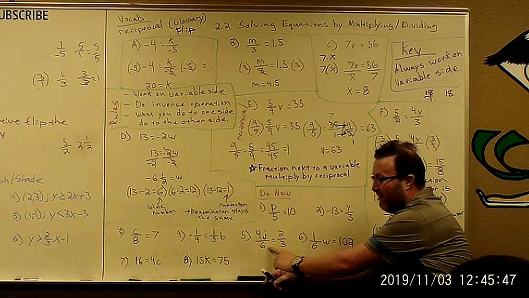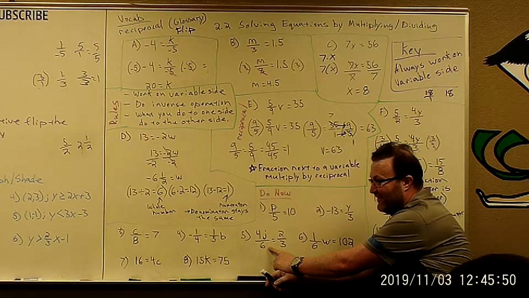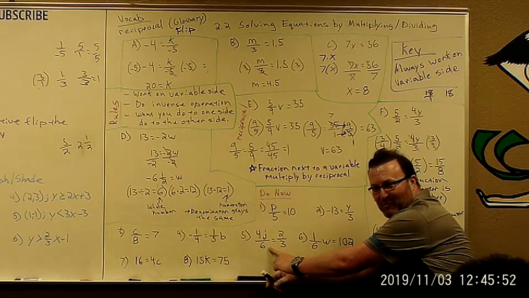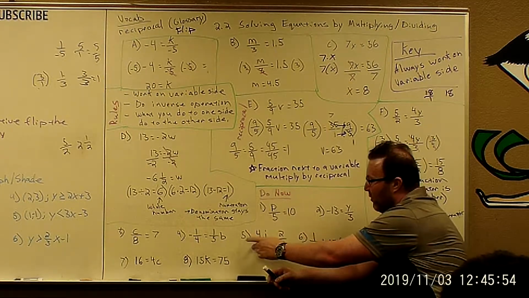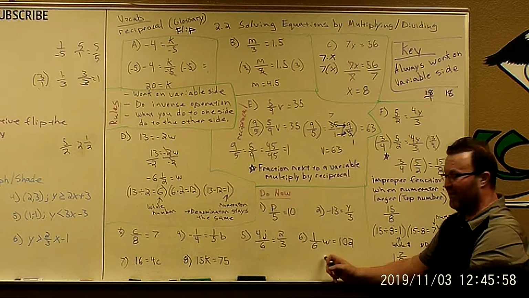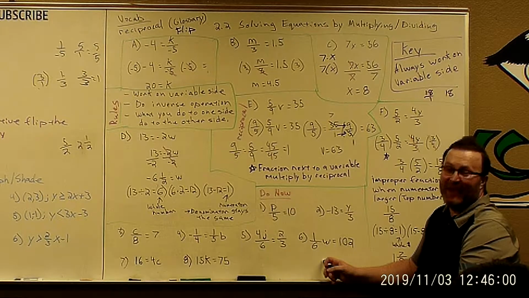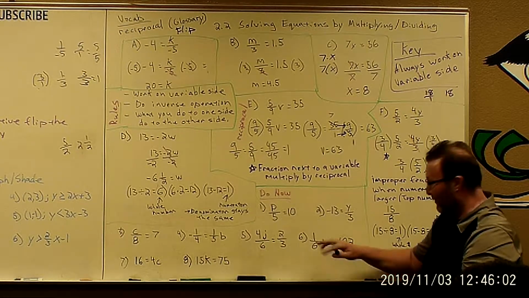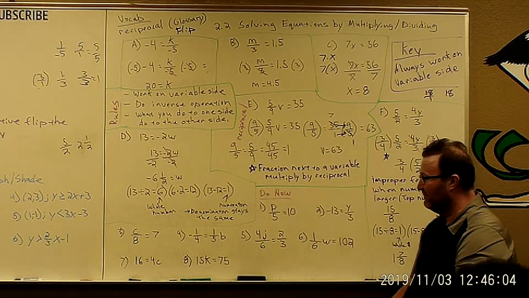Mercedes, help me out. I have a fraction next to a variable. What do I do? Go, Ruben. Yes! Well, flip it over. Okay? What you do to one side, do to the other. Yes. What about this one right here? It's the same thing. We have a fraction next to a variable. Flip it over, multiply the other side.